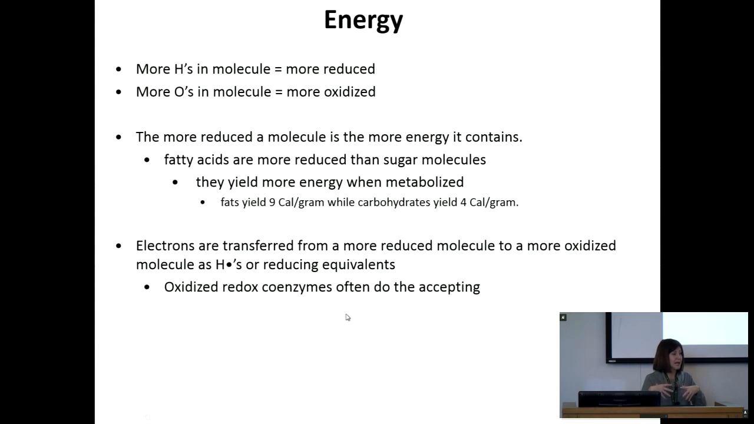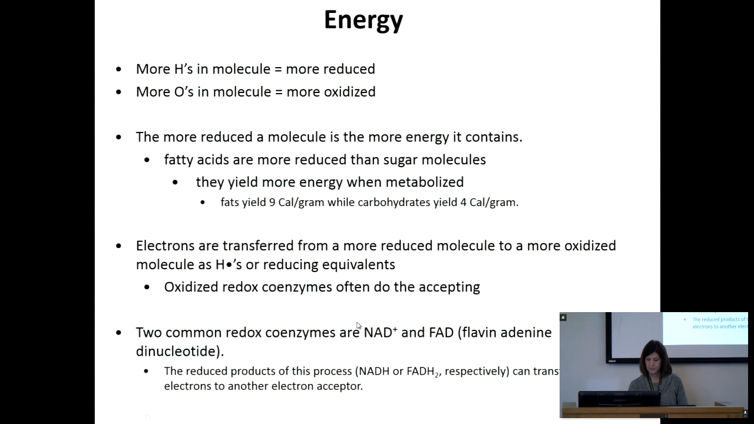And that capture, as that molecule gets oxidized, is going to be where the coenzymes are accepting the electrons. The 2 most common coenzymes that we're going to run into are NAD and FAD. And we're going to look at their structures shortly.